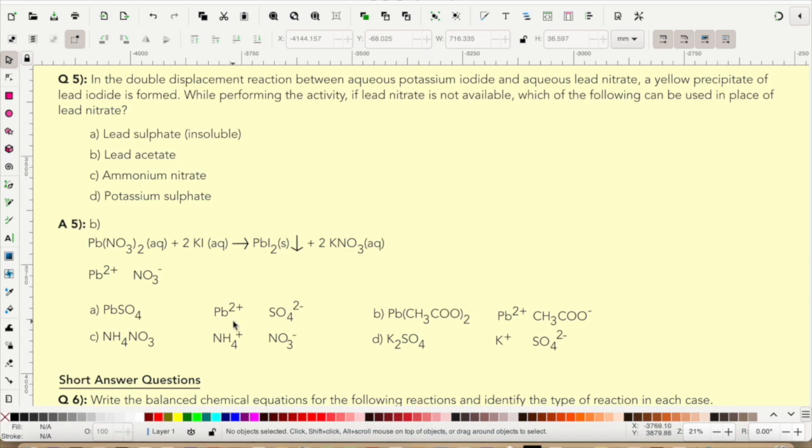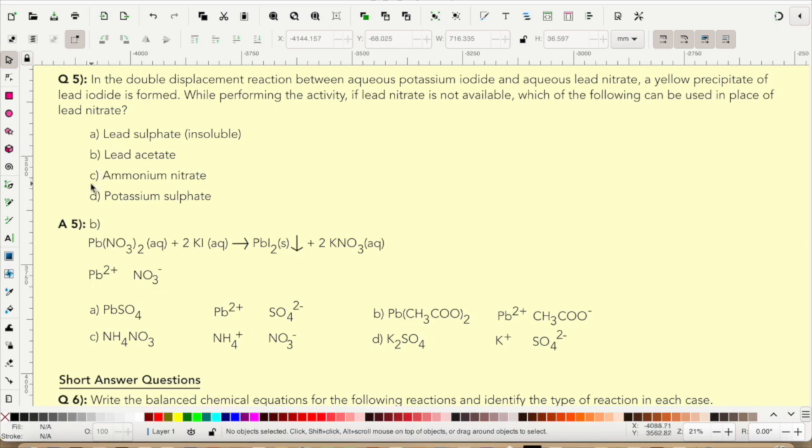So it is not similar to Pb++ and NO3-. So it is not the correct option. Second option is lead acetate. Lead acetate is written as Pb(CH3COO)2. It is made of Pb++ and CH3COO- ions, which is very similar to Pb++ and NO3- ions. So this is the correct option.